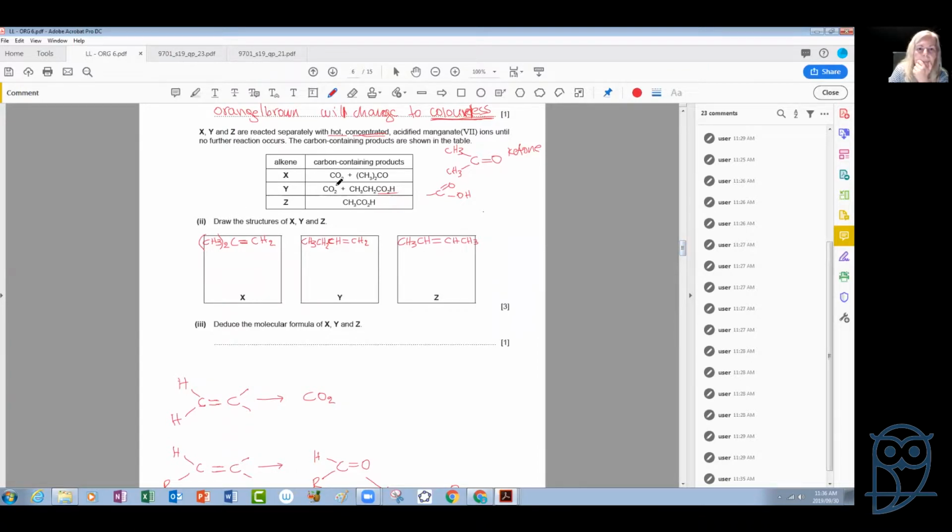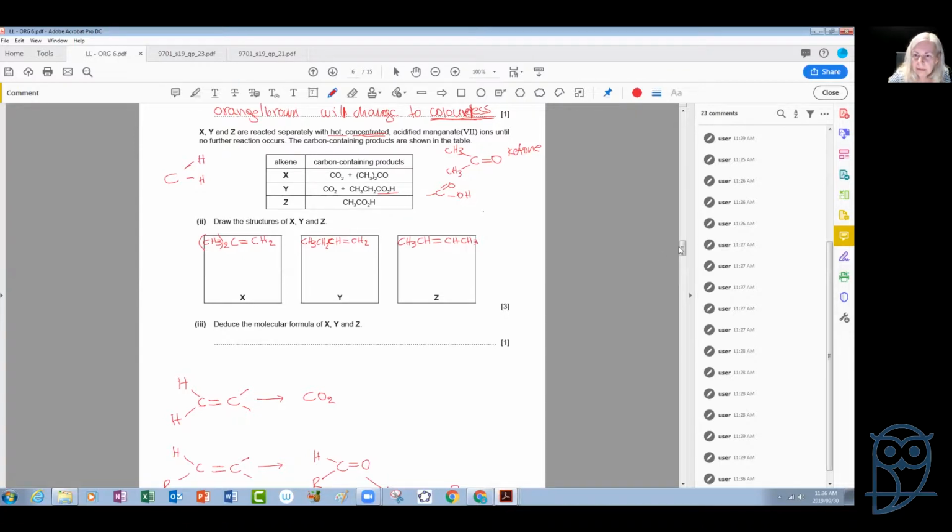Now, the first one, the compound X. Now, draw the structures of X, Y, and Z. Let me write the structural formula. I think we had done this before the interruption. Look at this. Since one of the products is carbon dioxide, it means that one of the carbons in the original alkene was connected to two hydrogens. But the other product now is a ketone.